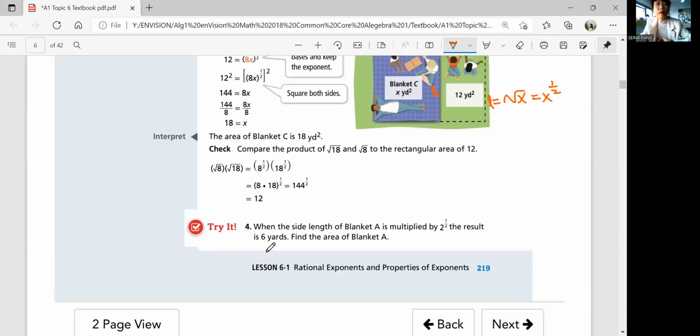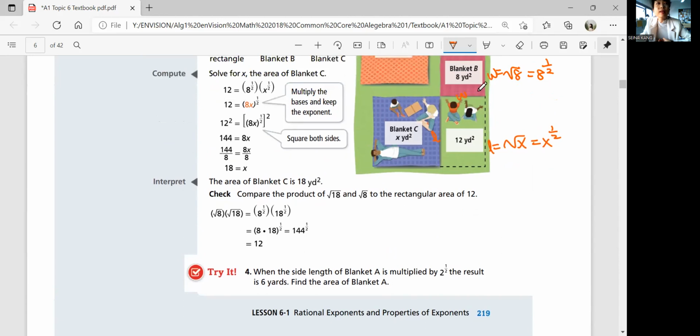All right, let's look at try number 4. When the side length of blanket A here is multiplied by 2 to the power of 1/2, the result is 6 yards. Find the area of blanket A. Okay, see if you can figure it out by yourself. Come back when you're ready for answers.